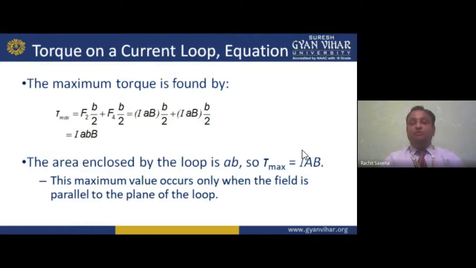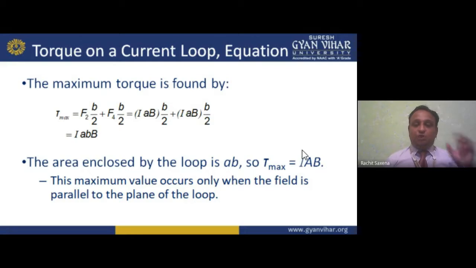B by 2 is what, my dear student? B is basically the magnetic field, half magnetic field. So we can say F2 with B half magnetic field plus F4, the force exerted on the fourth side. We can say four sides are there, 1, 2, 3, 4. So forces act on the 2 and 4 sides.